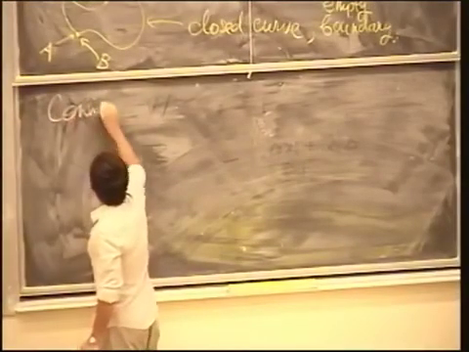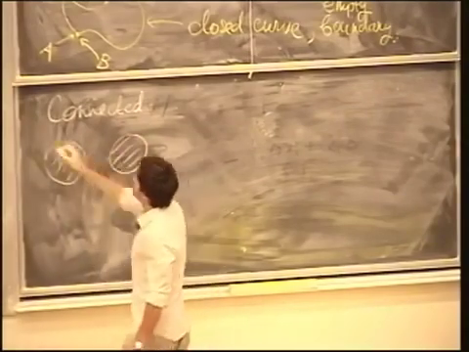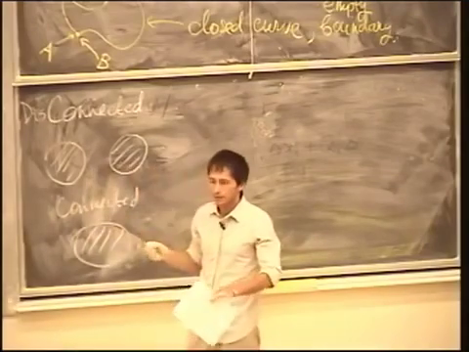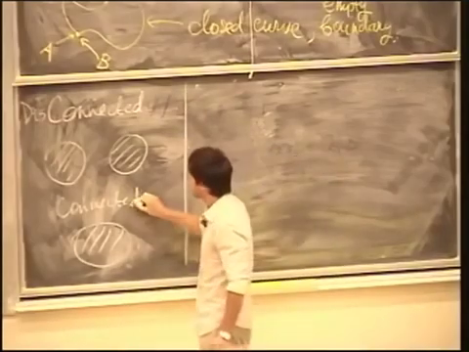So you see, connected is easy. This is disconnected. This is connected. So this we know, that's easy, right? Connected means there's only one piece. You cannot separate the object. But simply connected is a slightly more sophisticated property.